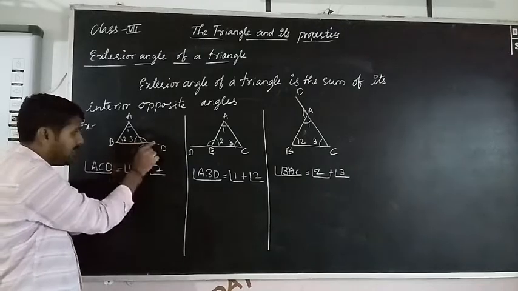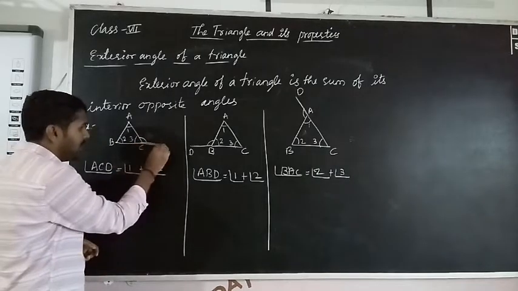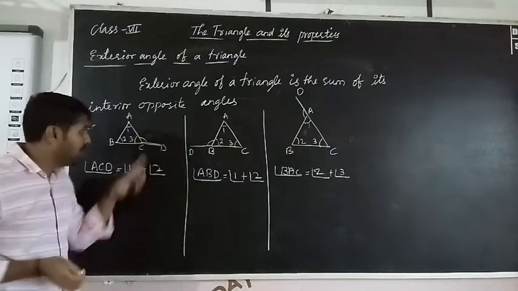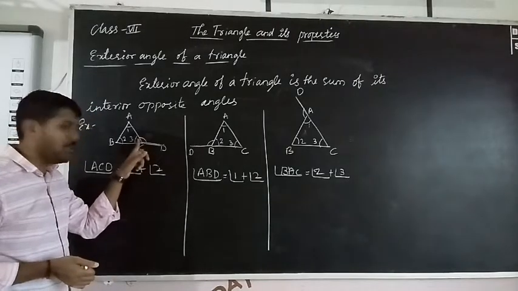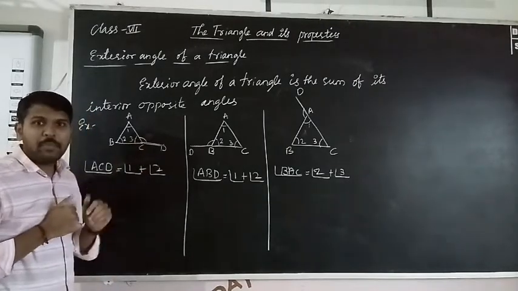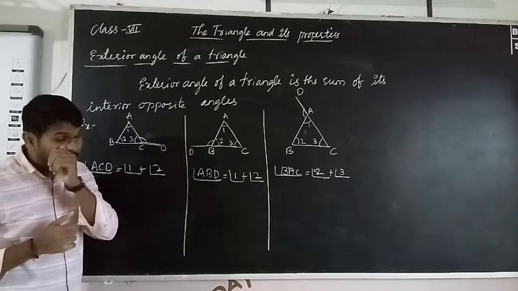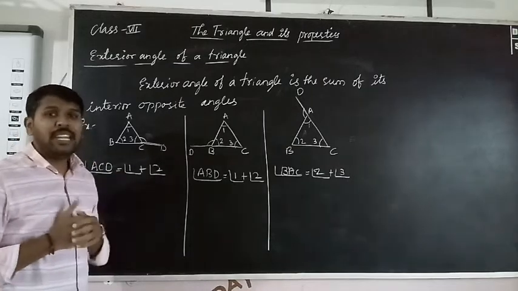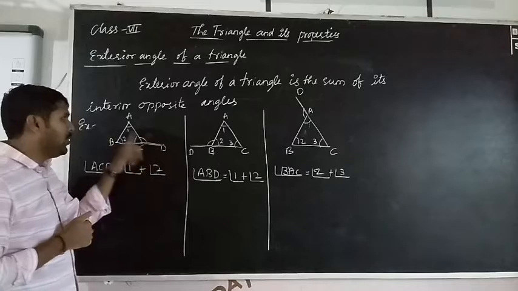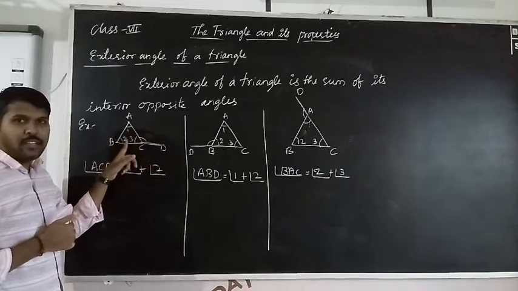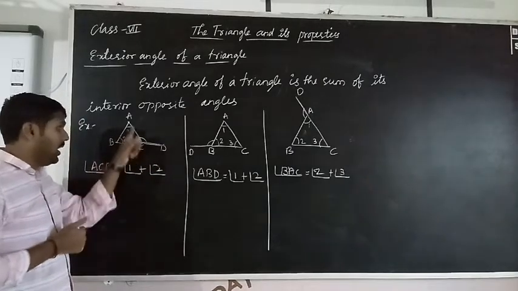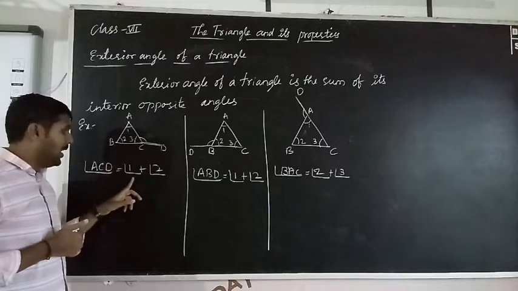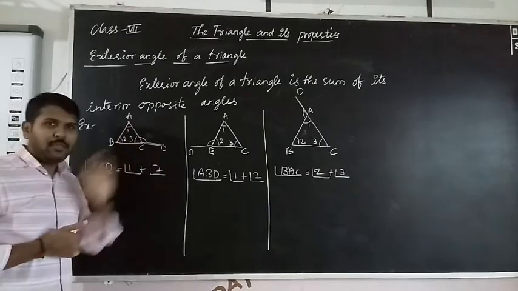Linear pair means this is a straight angle, this is a straight line. Straight line means the sum of these two angles equals 180 degrees. Linear pair means the sum of adjacent angles is supplementary, that is 180 degrees. So the exterior angle equals the sum of the interior opposite angles 1 plus 2. Here ACD is the exterior angle and angles 1 and 2 are interior opposite angles.